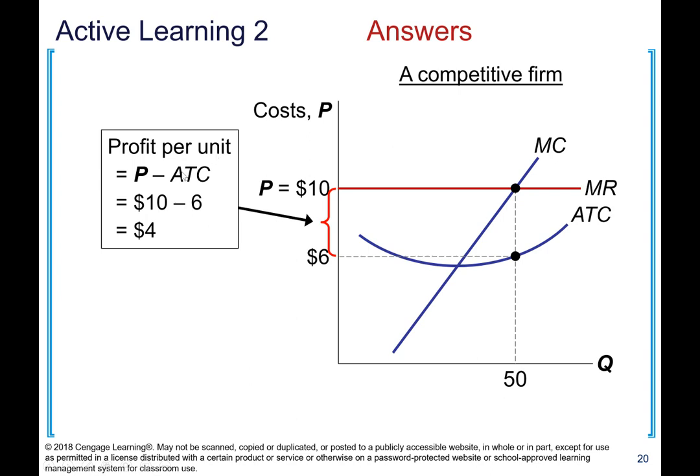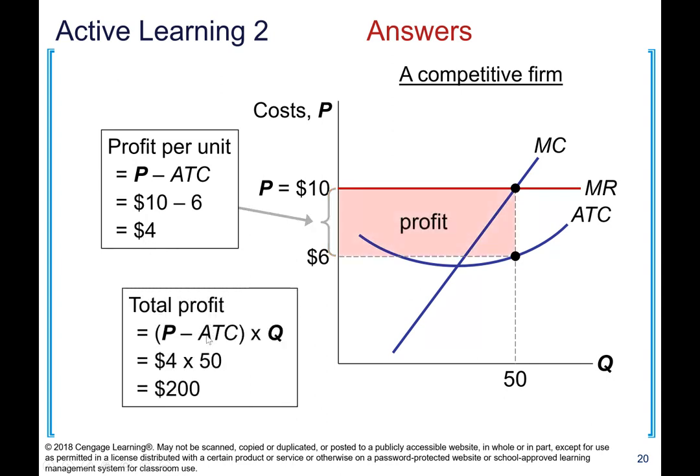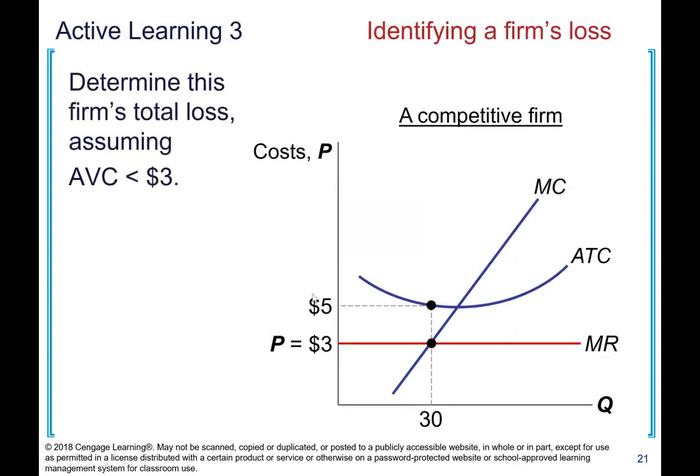Profit per unit is price minus average total cost. So if you're selling it for $10 and it costs you $6 per unit in average total cost, then the profit is price minus average total cost, or 10 minus 6. So per unit profit is $4. So total profit, therefore, is that $4 times 50. Remember, you have to produce where marginal revenue equals marginal cost. So the area of this rectangle is the total profit.